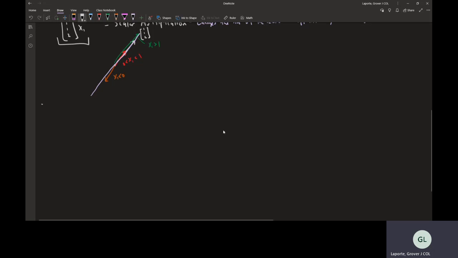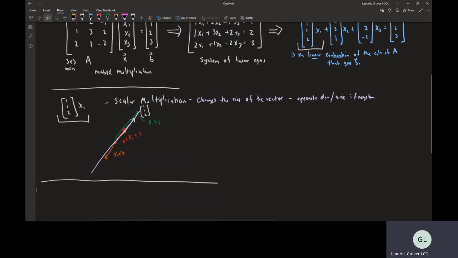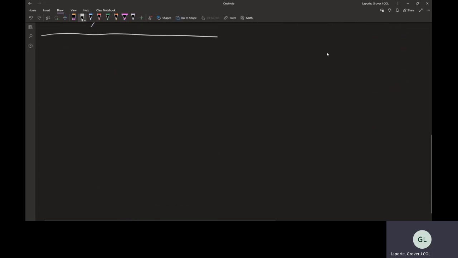The next part is vector addition. Again, we're talking about those linear combinations. And what is a linear combination? It's scalar multiplication, so all I'm doing is taking this 1, 1, 2 and making it bigger or smaller. But then what happens when I add it to other vectors that I'm making bigger or smaller? That's the idea here.